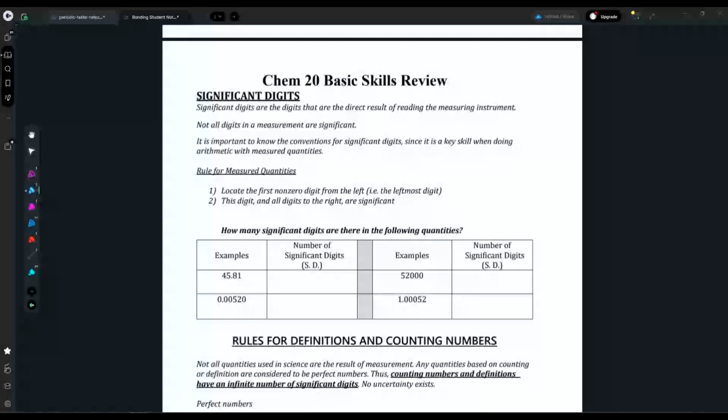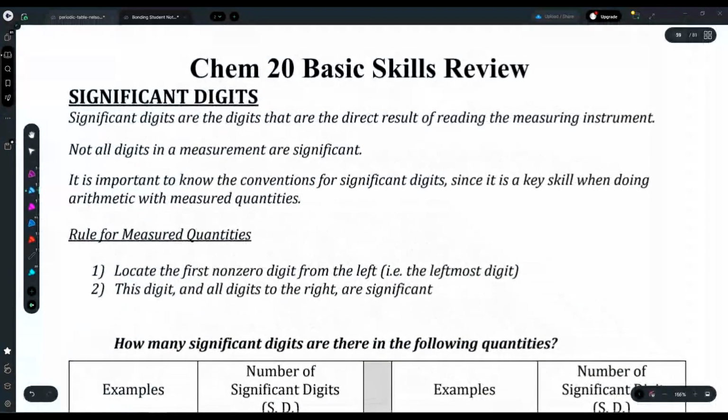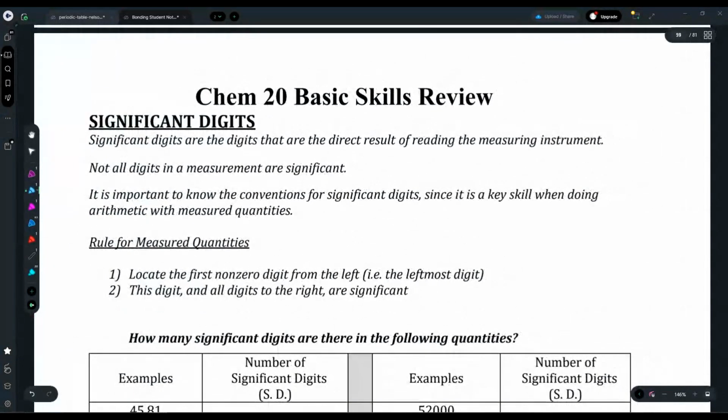In this video, we're going to review basic skills that you should have covered already in previous classes, but we're going to give you a quick refresher here. So starting off with significant digits, essentially significant digits are the digits that are a result of reading the measuring instrument. So not all digits in a measurement are significant.